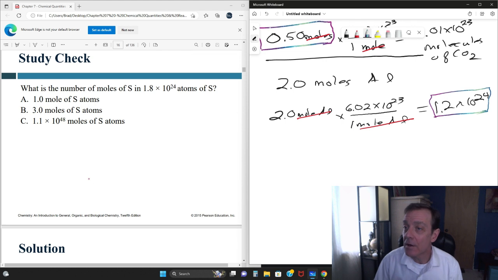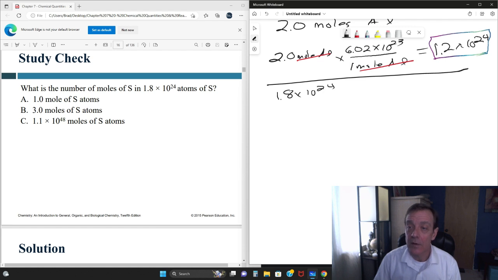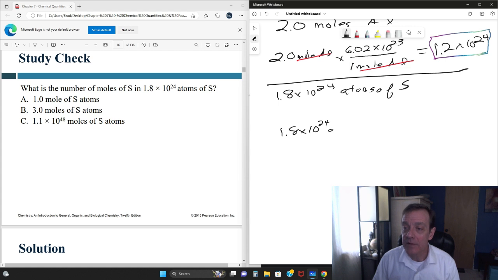So let's do another one, but we'll reverse it a little bit, but it's all the same concept. We're just going to rearrange things a little bit. What is the number of moles in 1.8 times 10 to the 24th atoms of sulfur? Atoms of sulfur. How many moles is that? Okay, so let's set it up.